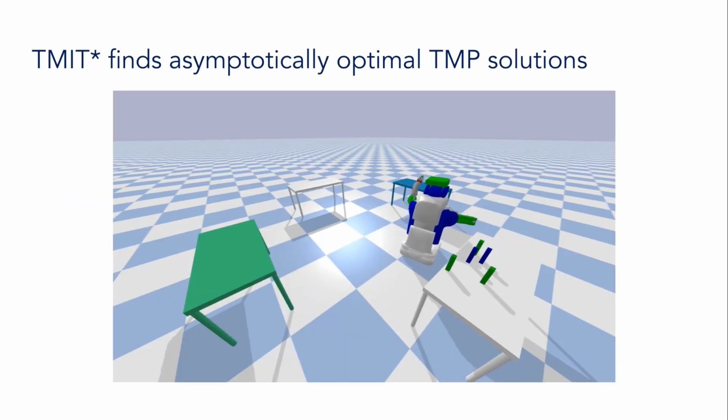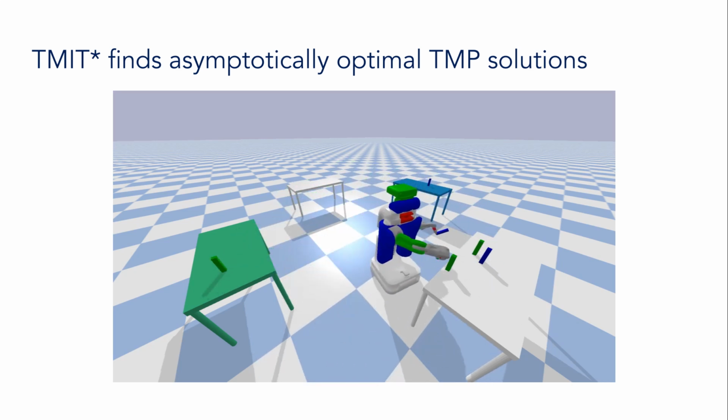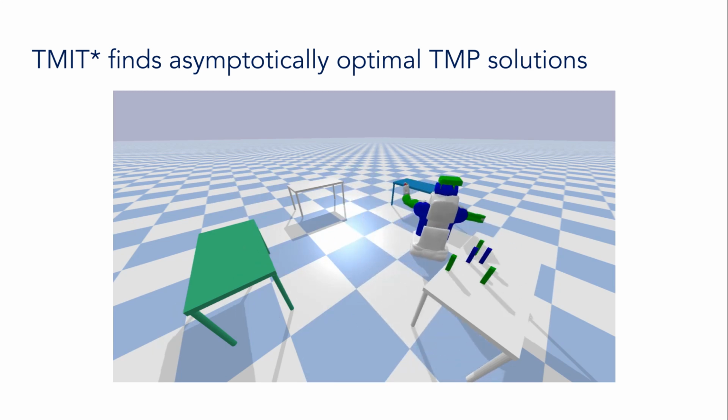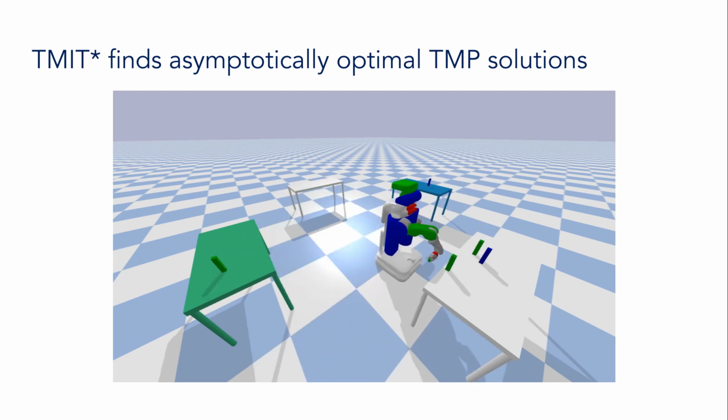TMIT-Star is an efficient TAMP solver that, given additional computational time, is able to improve solution costs. It almost surely converges asymptotically to optimal solutions. For our purposes, optimality refers to the sum of the piecewise path length of the robot's motion in the solution, but it's important to note that TMIT-Star is agnostic to the particular cost function chosen. Here, we see the PR2 carrying out a solution to an instance of the clutter clearing problem, in which it must move the sticks from their original positions to one of two tables according to their color.